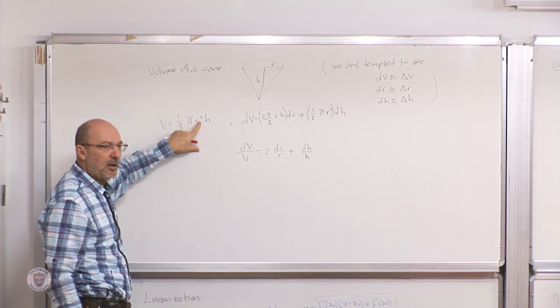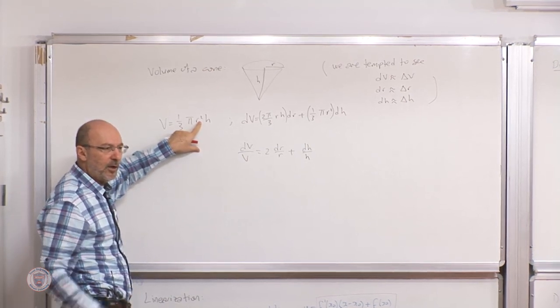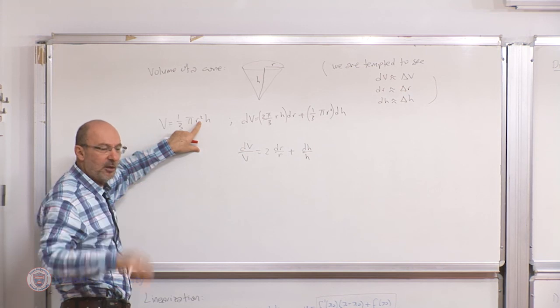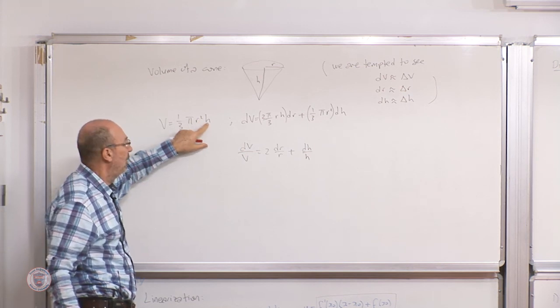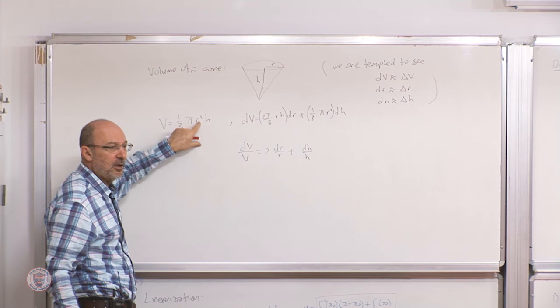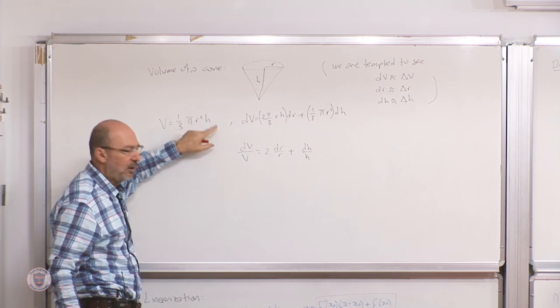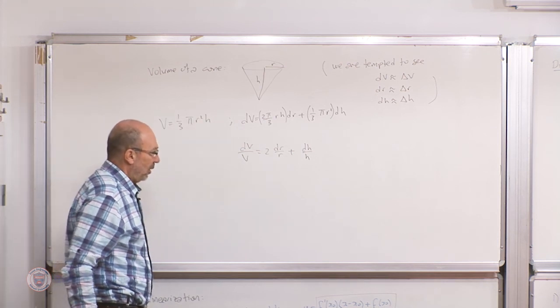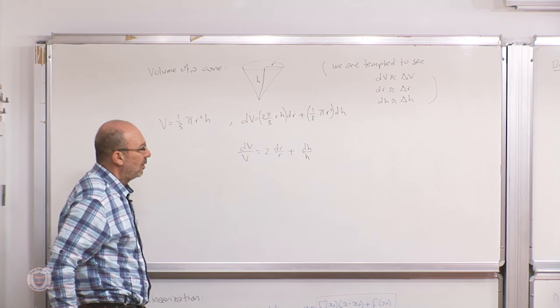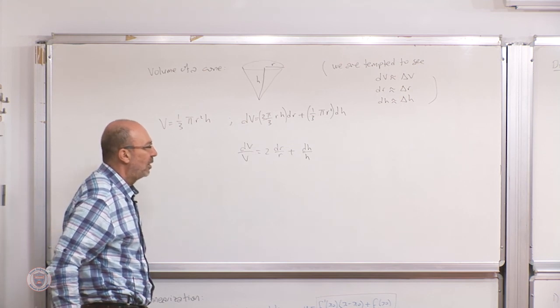See here, r is quadratic. So when you change r a little bit, its contribution to the increase in volume is more than the contribution of h, because the power is 2 here and the power is 1 here. Well, this is forcing your way a little bit.